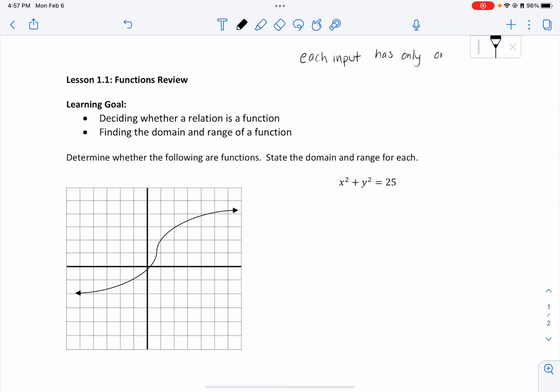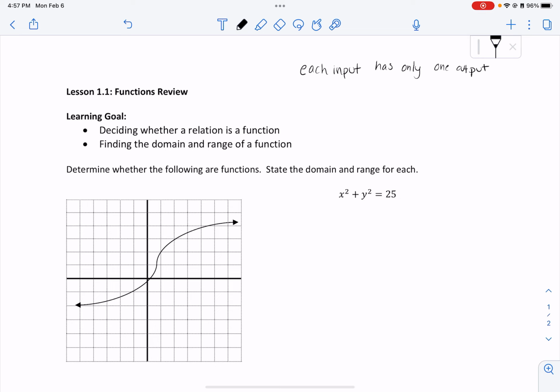Right? This will be more formally defined in the lesson note. But each input has only one output. My typical example to describe a function is like a pop machine. If you press the Sprite button, you better be getting back a Sprite, right? If you press a Sprite button and it's a 50% chance of getting Sprite and a Coke, well, that's a problem, right? It's not a very good pop machine.